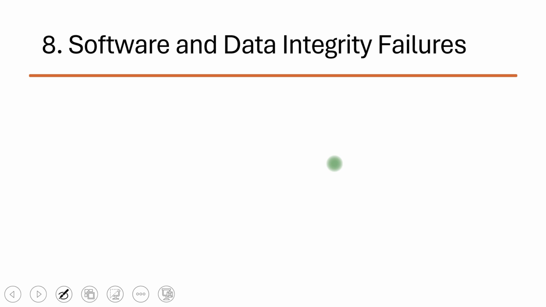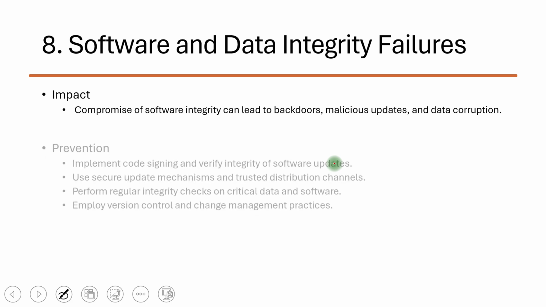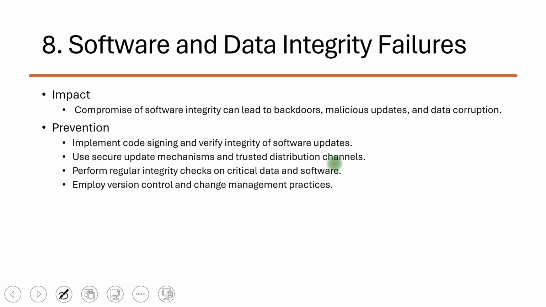Moving ahead, software and data integrity failures. If it is there, the impact can be that it can compromise the software integrity. That can lead to backdoors, malicious updates and data corruption. What are the prevention mechanisms? Implement code signing and verify integrity of software updates. Use secure update mechanisms and trusted distribution channels. Perform regular integrity checks on critical data and software. Employ version control and change management practices.